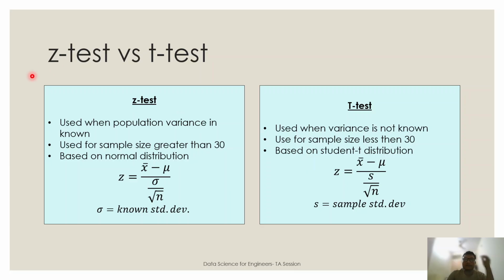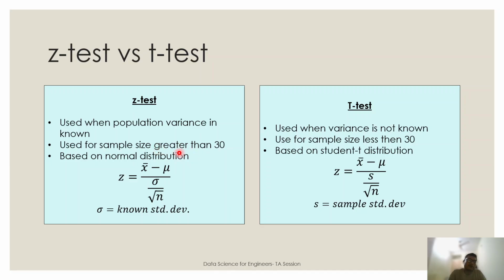Okay, so this is the Z versus T test, generally utilized in the numericals. The Z test is used when the population variance is known. Here I'm talking about population variance. There is another variance, the sample variance, so don't confuse between them. Population variance is the true variance of your whole population, and sample variance means you take some 10 people out of that population and calculate the variance of those 10 people. When you know the population variance, at that time we use the Z test.